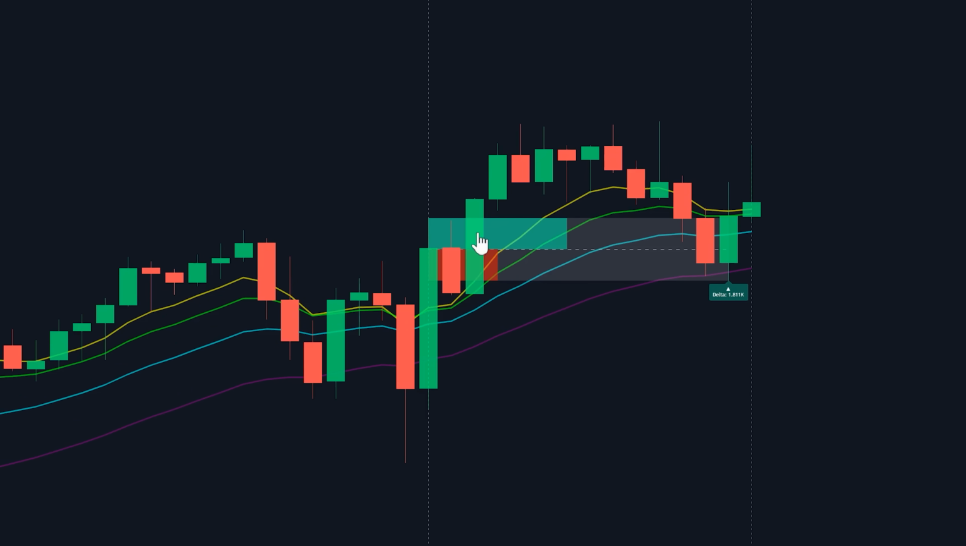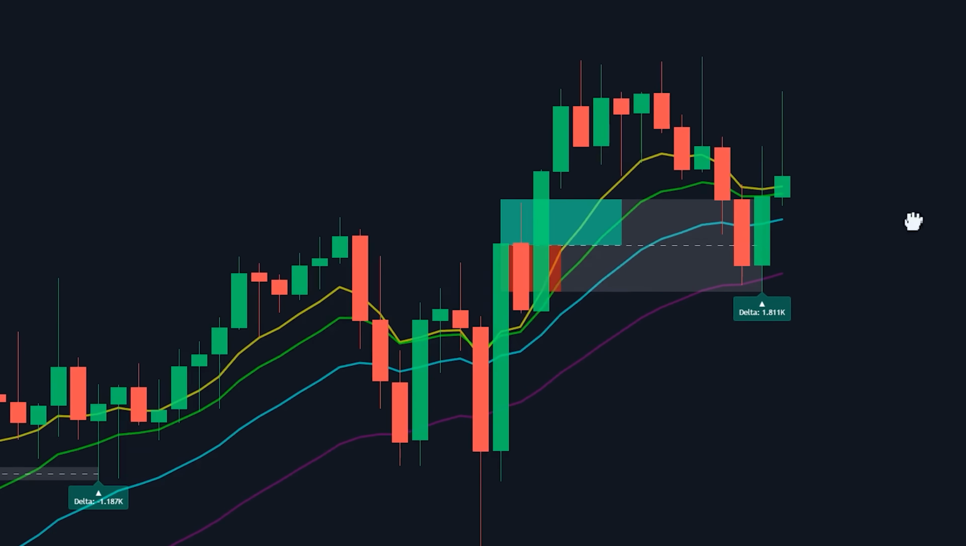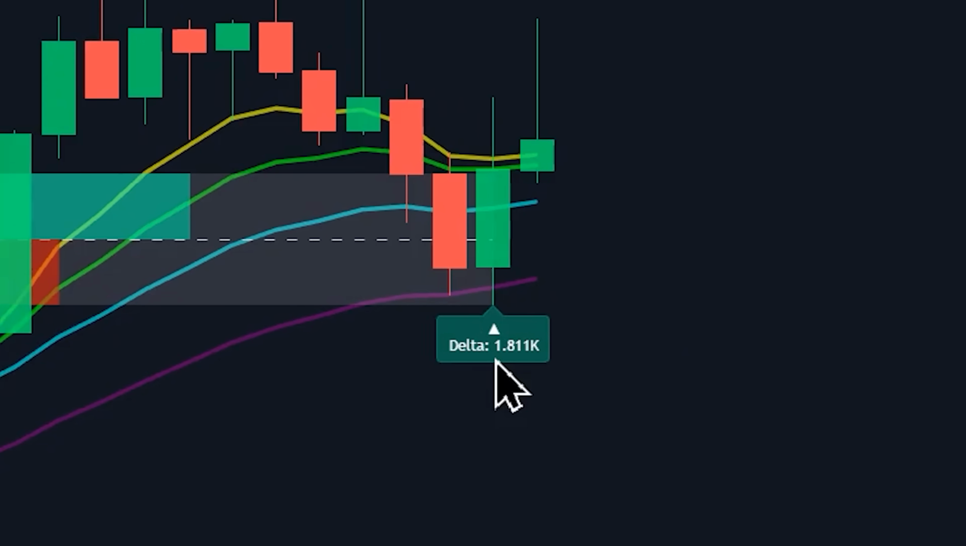Between all the 4 EMAs, none of them should touch the other. They should be far apart like this. If any of these EMAs touches the other, the entry becomes invalid. Now, our last condition is to check the volume delta. It should be positive and at least 1000.